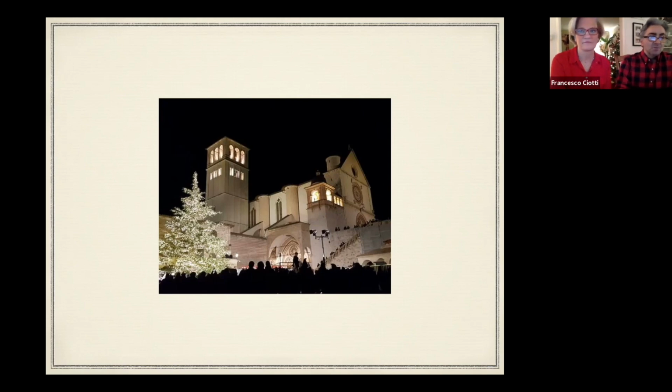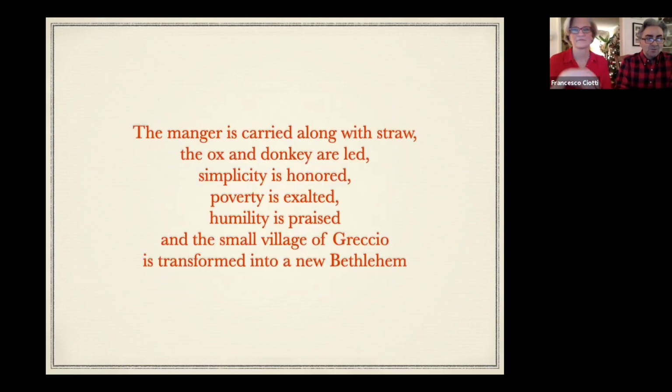And it is Tommaso da Celano, who was Francesco's first biographer, who described the live nativity with these words. The manger is carried along with straw. The ox and donkey are led. Simplicity is honored. Poverty is exalted. Humility is praised. And the small village of Greccio is transformed into a new Bethlehem.